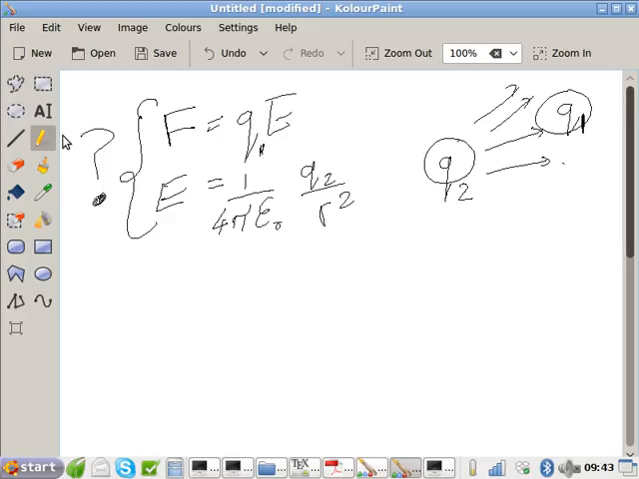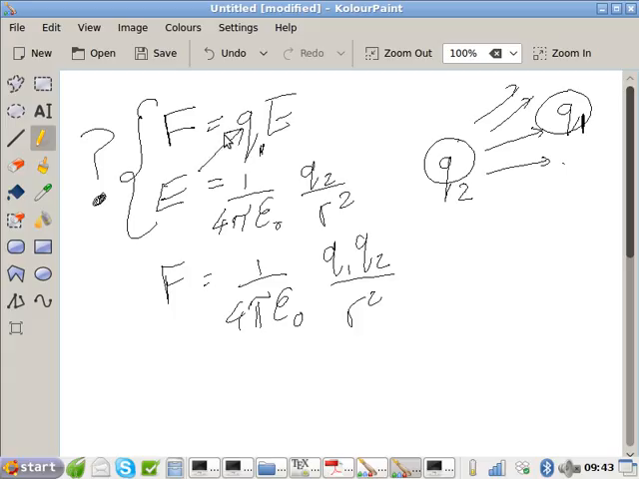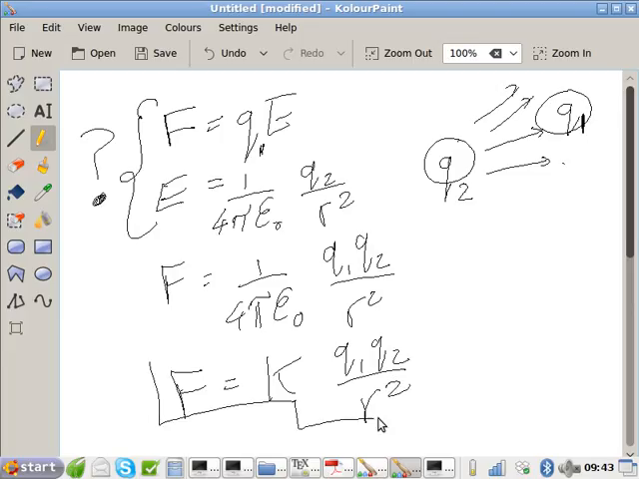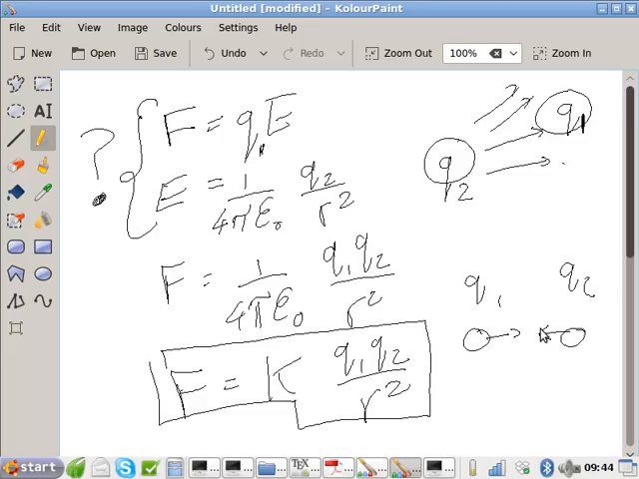Great. It's Q over R squared, right? So you can put these together, and you get F equals 1 over 4 pi epsilon 0 Q1 Q2 over R squared, if you put this in here for E. But this is just a constant, so you could write it like this: F equals K Q1 Q2 over R squared. And this is actually Coulomb's law for how much force there is between two charges, the force of attraction or repulsion between two charges.